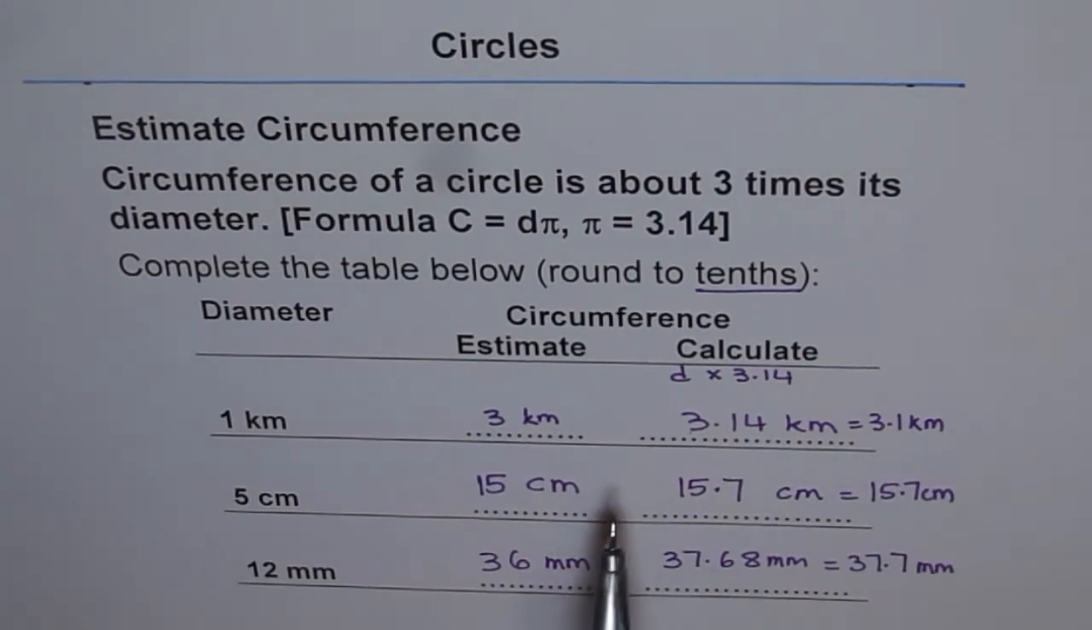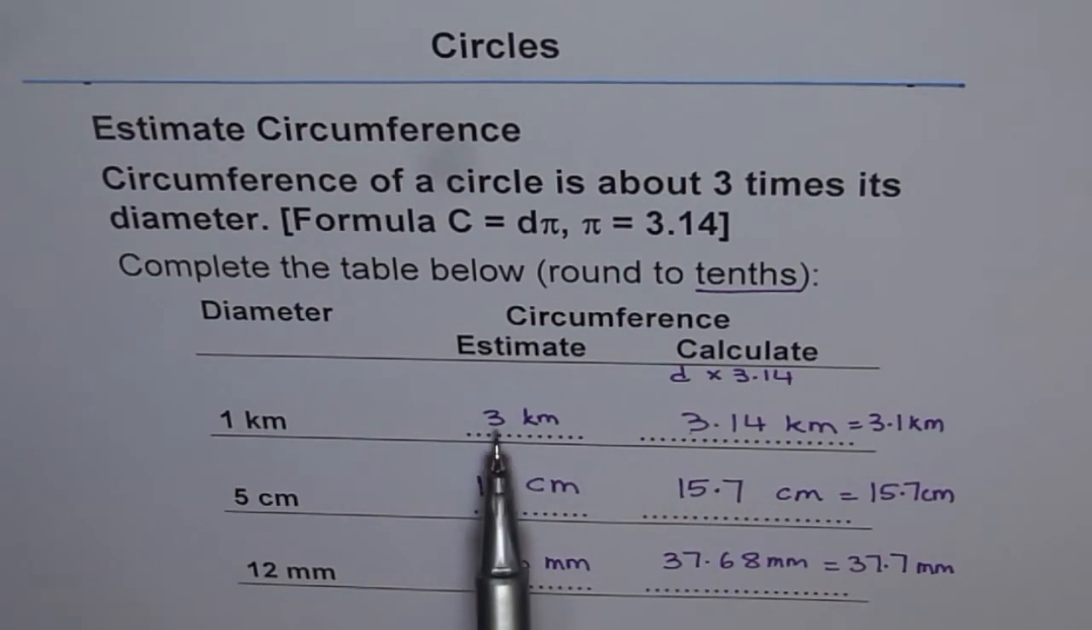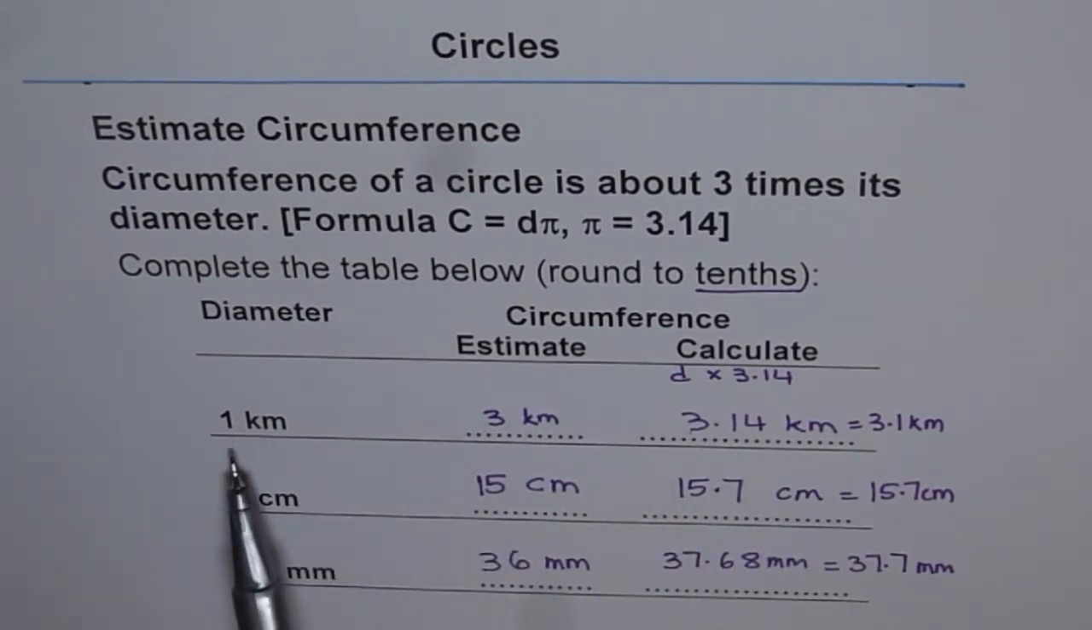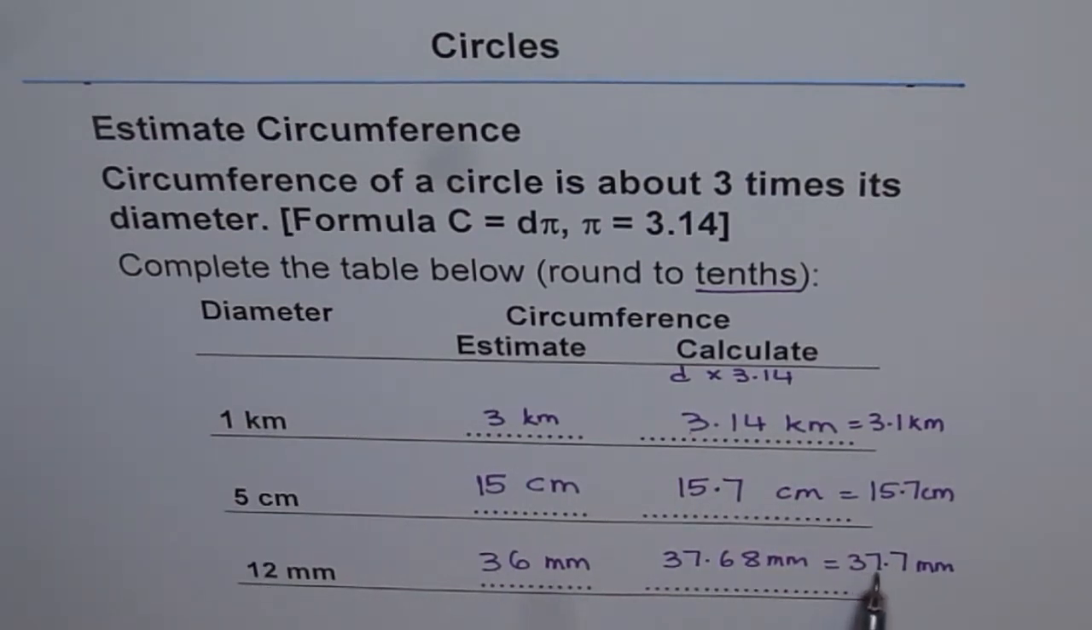It's a good idea now to check how close are we from estimate to calculate. If the diameters are smaller numbers, we are very, very close. But if diameter is a bigger number, right, this is almost 12 times, in that case, we go off by, you see, 36, 37.7, slightly more, right? So my recommendation is, if you want to go closer, just increase this number a bit, okay? And then you become much, much closer. But this is good enough estimate, right? So 36 millimeter is a good enough estimate, very close to 37.7 millimeter, right? So that is how you can estimate circumference if diameter is given to you. Thank you.